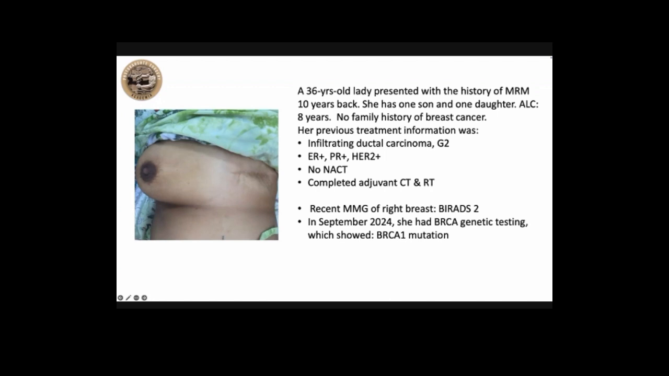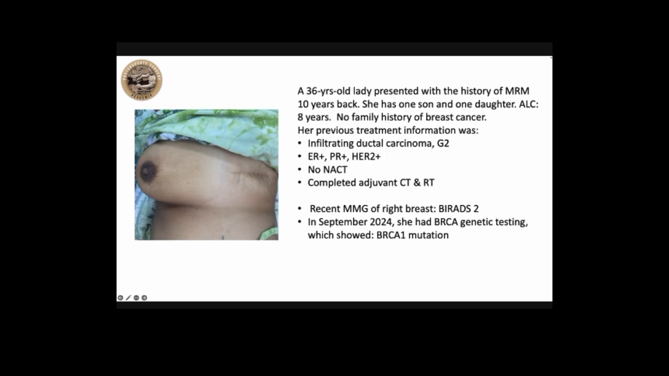A 36-year-old lady presented with a history of breast cancer 10 years back. She has 1 son and 1 daughter. Age of the last child is 8 years. No family history of breast cancer. Her previous treatment information was infiltrating ductal carcinoma, ER, PR positive, HER2 positive. At that time, she didn't have any neoadjuvant therapy and completed adjuvant chemo and radiotherapy.